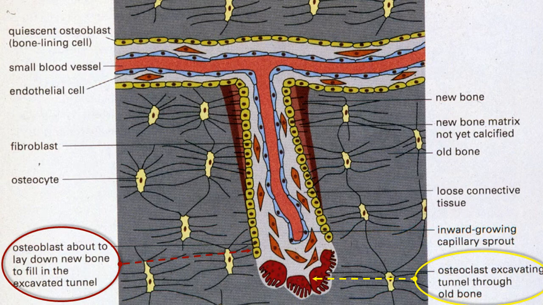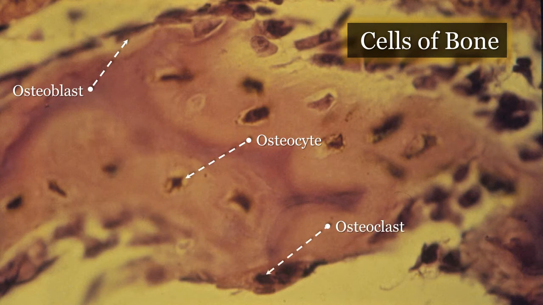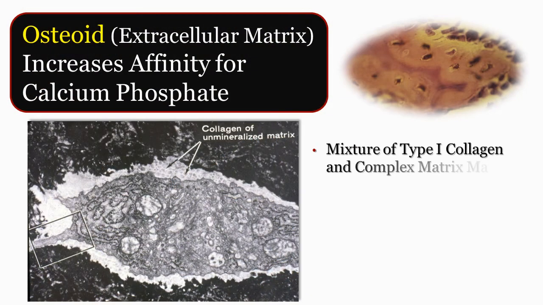In summary, of the three basic types of bone cells, there are osteoblasts, like chondroblasts, osteocytes, like chondrocytes, and then there are osteoclasts that digest both cartilage and bone. Osteoid, or extracellular matrix of bone, has a mixture of type 1 collagen and a complex mixture to increase the affinity for and serve as nucleation sites for precipitation of calcium phosphate. The calcium phosphate provides the hardness characteristic of bone.